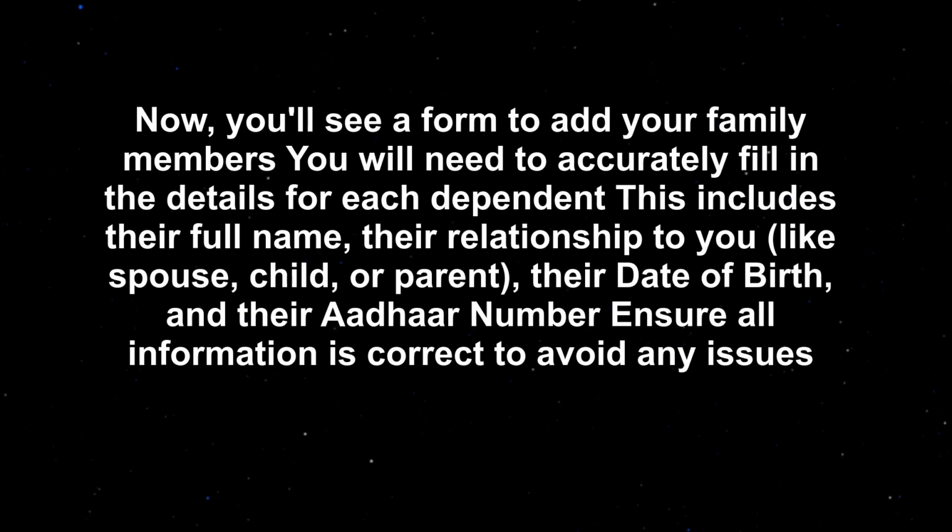Now, you'll see a form to add your family members. You will need to accurately fill in the details for each dependent. This includes their full name, their relationship to you like spouse, child, or parent, their date of birth, and their Aadhaar number. Ensure all information is correct to avoid any issues.